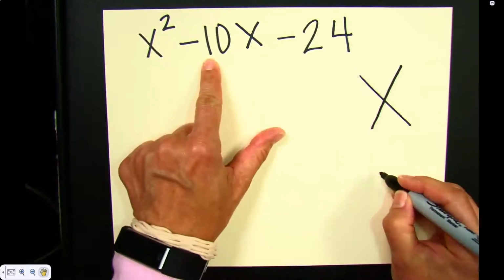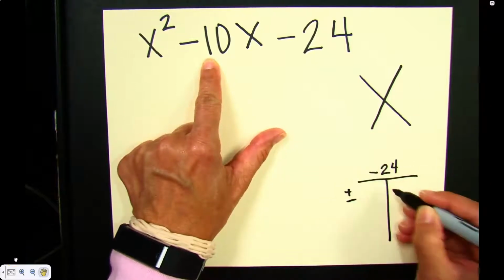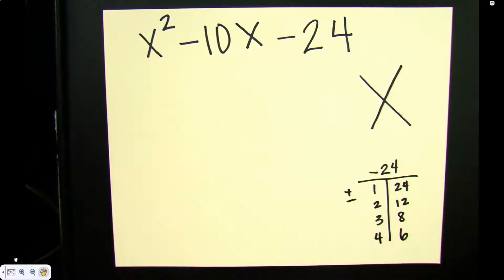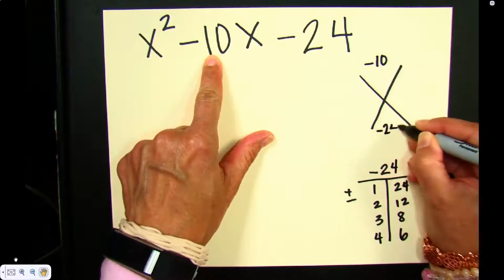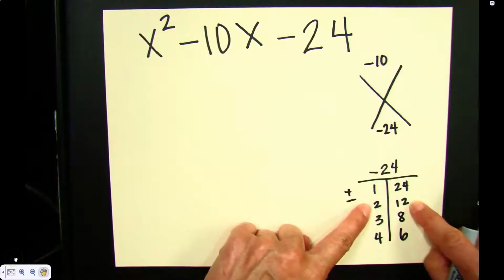So what I'm going to do is find numbers that multiply down to a negative 24, but at the same time combine to a negative 10. And I just drew this X over here to kind of organize my thought process. So remember, multiply down to a negative 24 and then combine up to a negative 10.